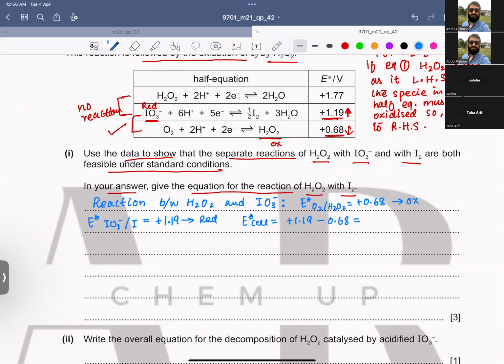Can anybody tell me the answer? Can anybody give the answer please? 0.51. And it's positive, right? Yes. So if it's positive, then we can say the reaction is feasible.